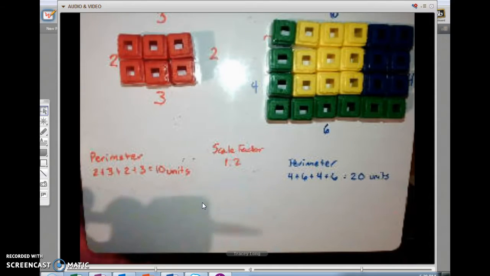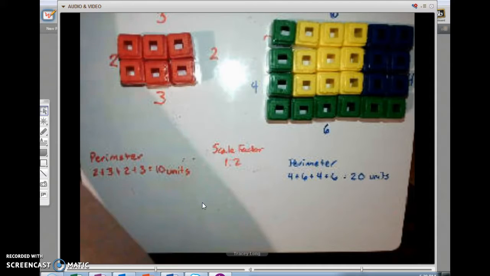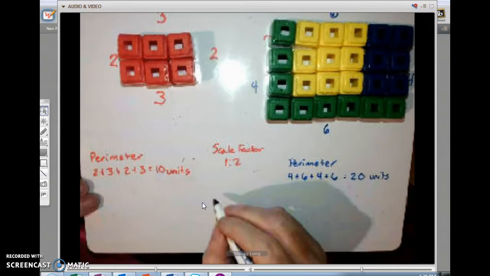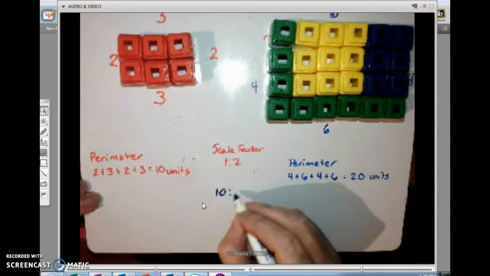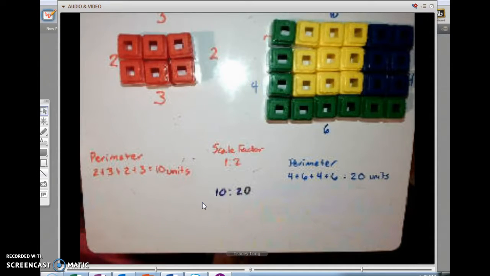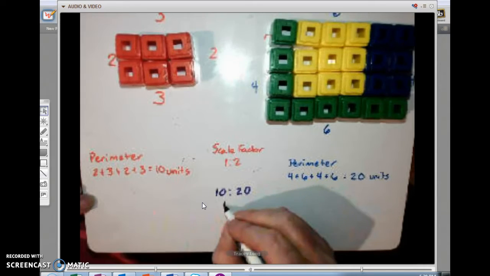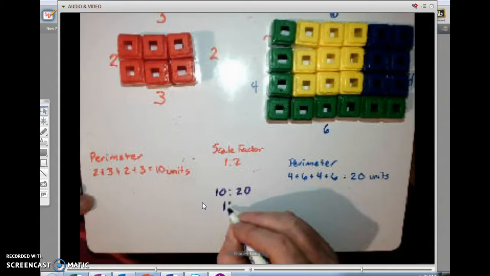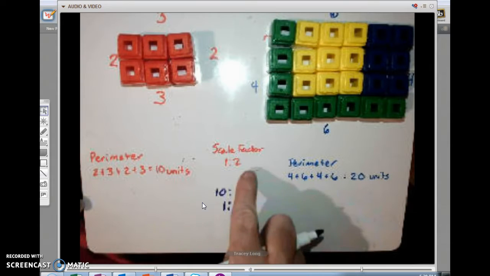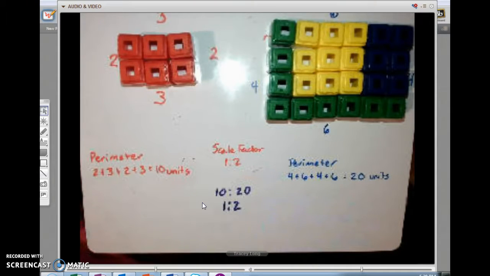So what I'm going to do now is compare the perimeters. And so the perimeter is 10 to 20. That's the ratio. Can that be simplified at all? Can we simplify ratios? Yeah, of course. We do it just like we do a fraction. So I look for a common factor. And I notice that 10 can be divided into 10, and it can also be divided into 20. So I end up with the ratio of the perimeters being 1 to 2, just like my scale factor. Pretty cool, huh?